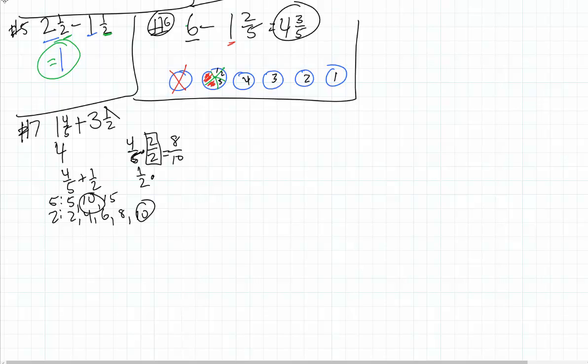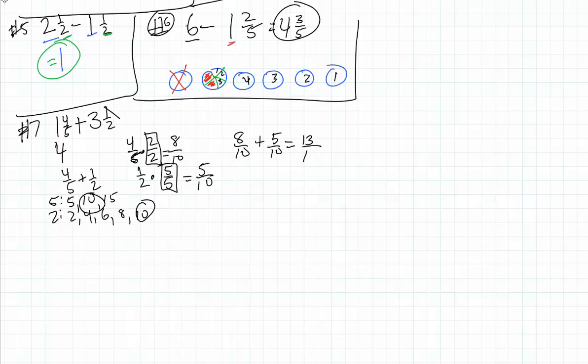So 1/2, we have to get the 2 to equal 10, because that's the lowest common denominator. So 2 times what is 10? 2 times 5 is 10. So we have to multiply the numerator by 5 also. 1 times 5 is 5. So the 4/5 is 8/10, and we have the 5/10. Okay, 8/10 plus 5/10 is 13/10.